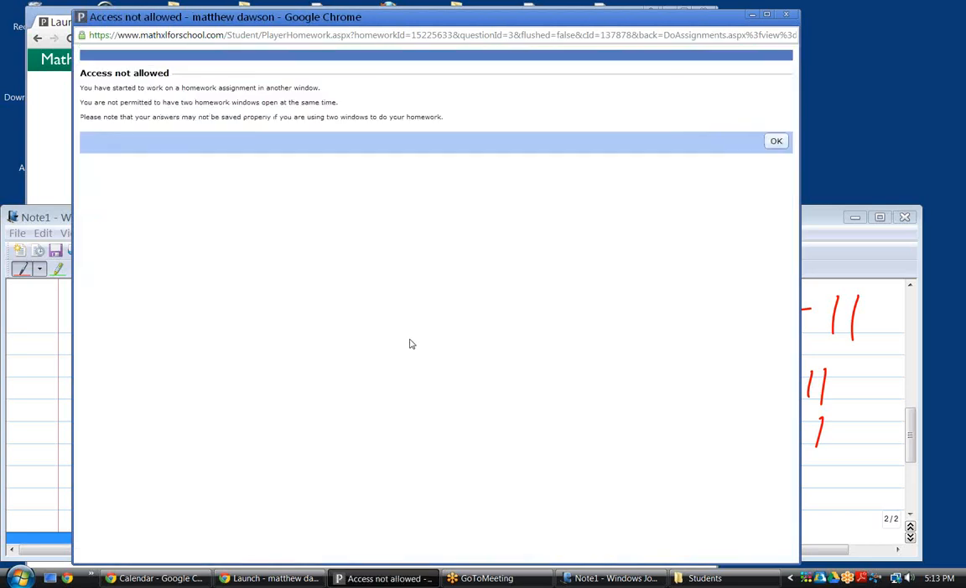It says, access not allowed. Oh, that's probably because I have... Oh, you have yours open also? Yeah. Why don't you close yours out? If we can only have one open, it makes more sense to have it open on my end. Okay. Alrighty, I'm out. Okay, now let's see.